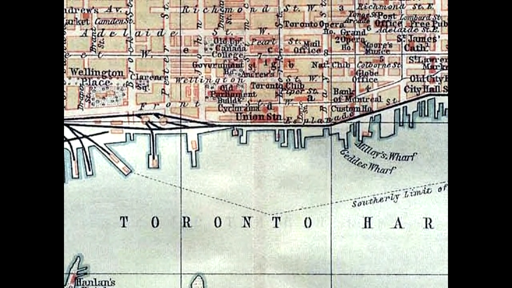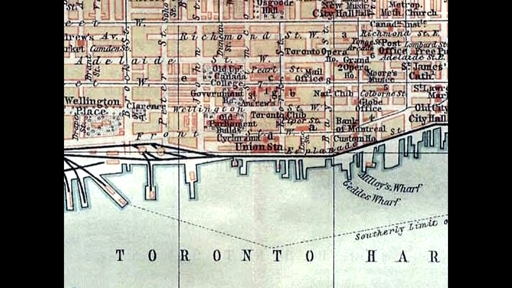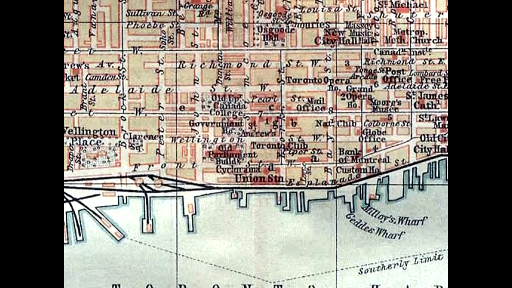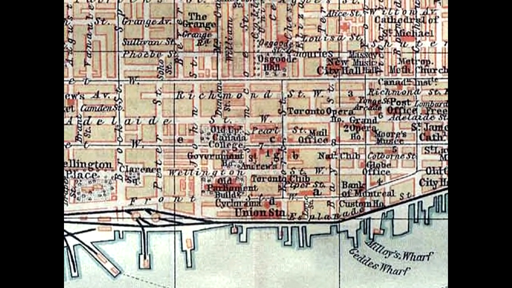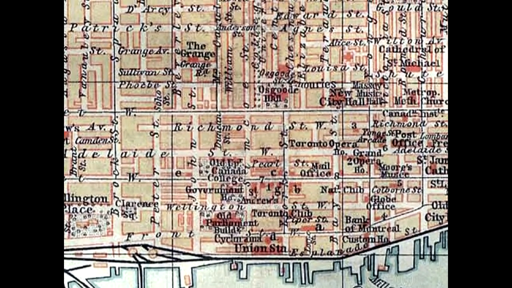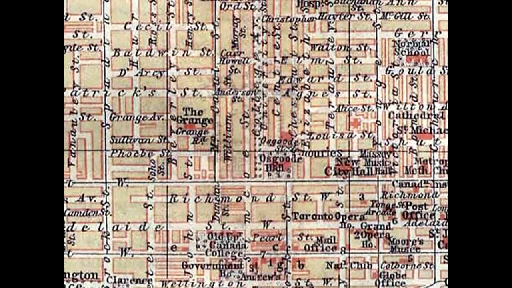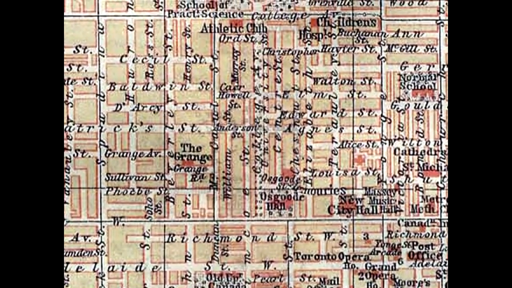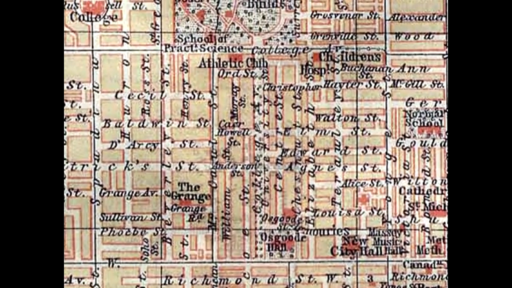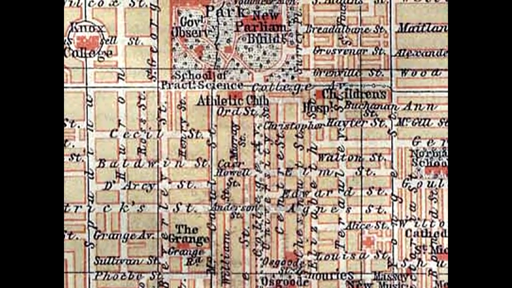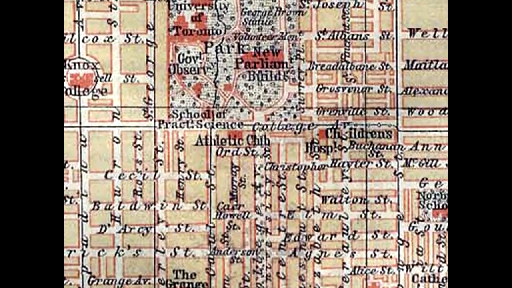This is an early map of Toronto showing its layout about a century ago. A lot of the buildings still remain in the old part of town, particularly around Queen's Park, where the legislative buildings were built in the late 1800s.